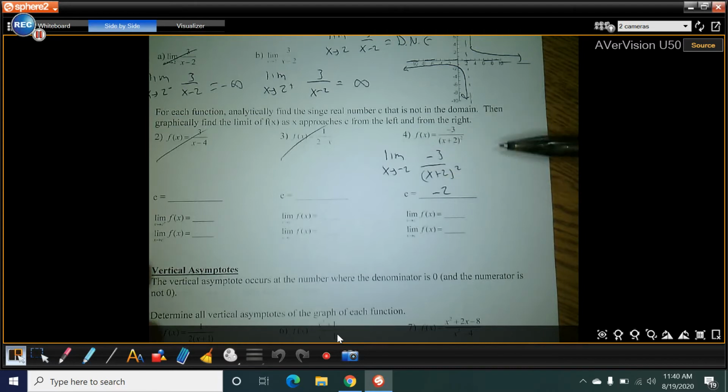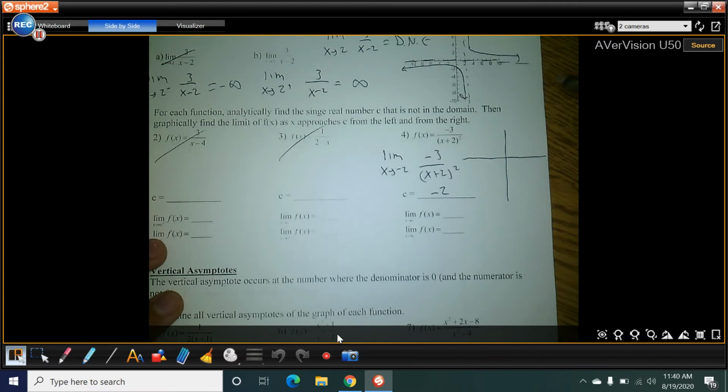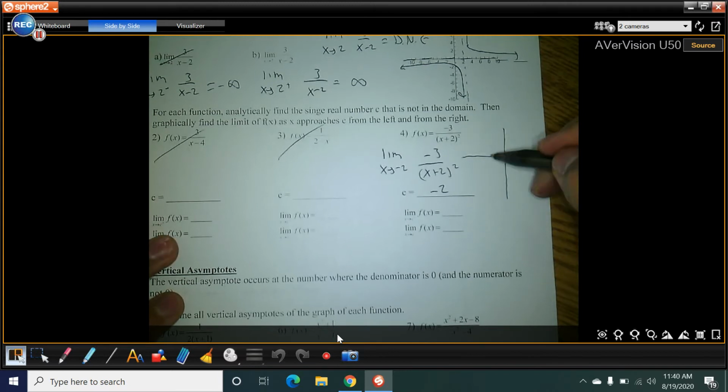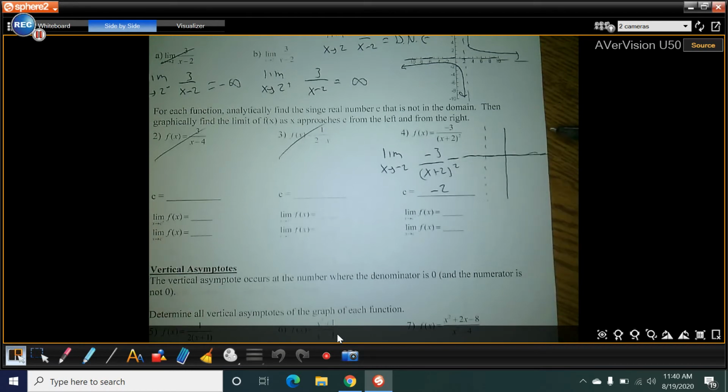So to further explore this, I would recommend that you graph this. And when I say graph, I don't mean an exact graph. I just mean come up with a quick sketch, okay? So at negative 2, we're going to have a vertical asymptote, and we would have a horizontal asymptote at 0 because it's a bigger denominator, okay?